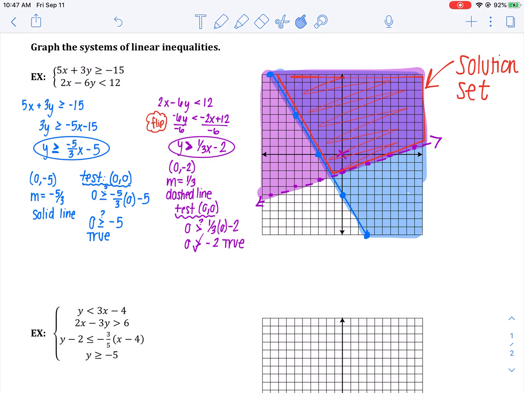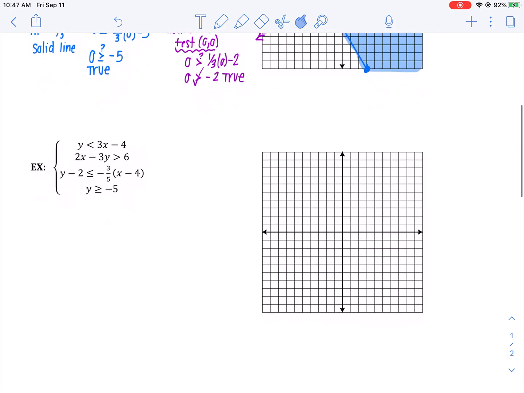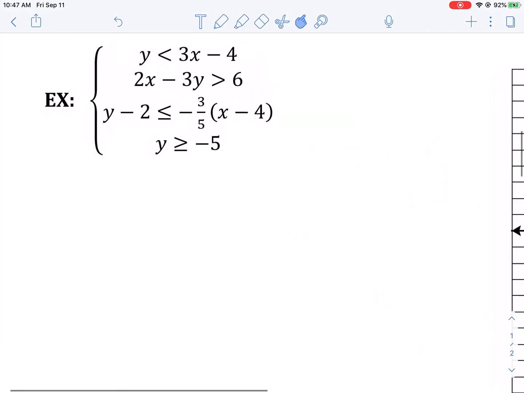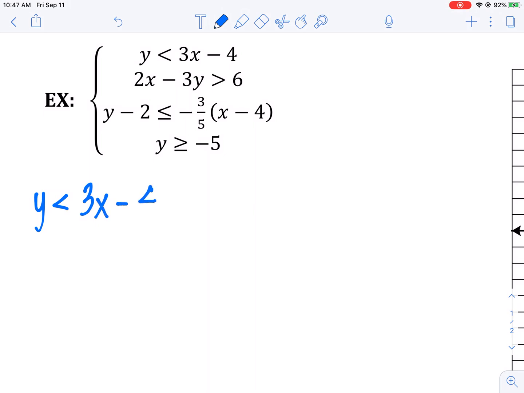Let's do one more. Let's be careful about this. I'm going to do different colors because now there are 4 inequalities that I need to satisfy. Okay, first one, I'll start with blue. Y is less than 3x minus 4. Oh, this one's really nice. It's already in slope-intercept.